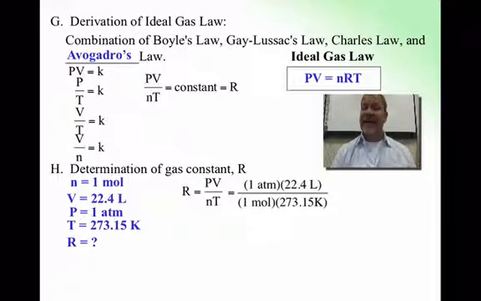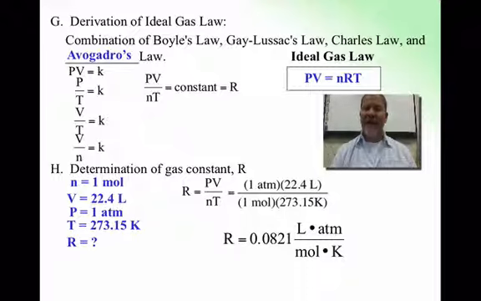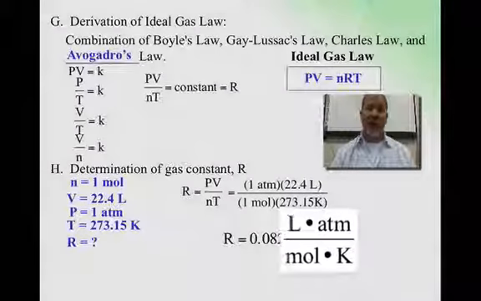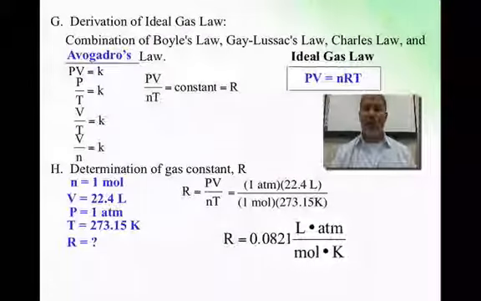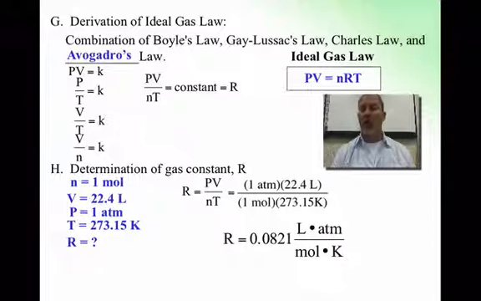Now, unlike with all the other problems, the units do not cancel out. They stay intact. That's important because that develops the units for your R. Your numerical value for R is 0.0821, and the units are liters times atm divided by moles times Kelvin.